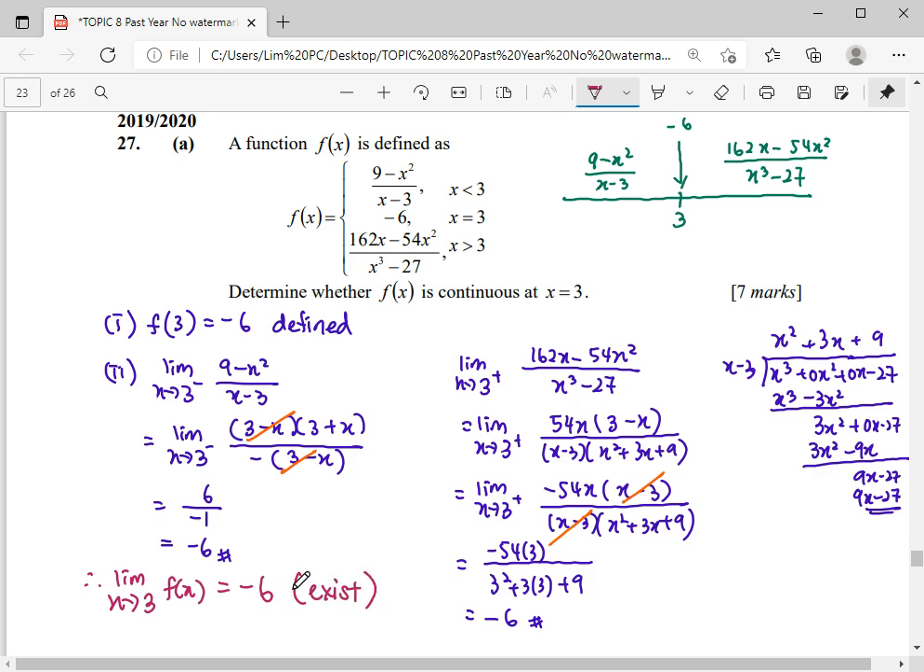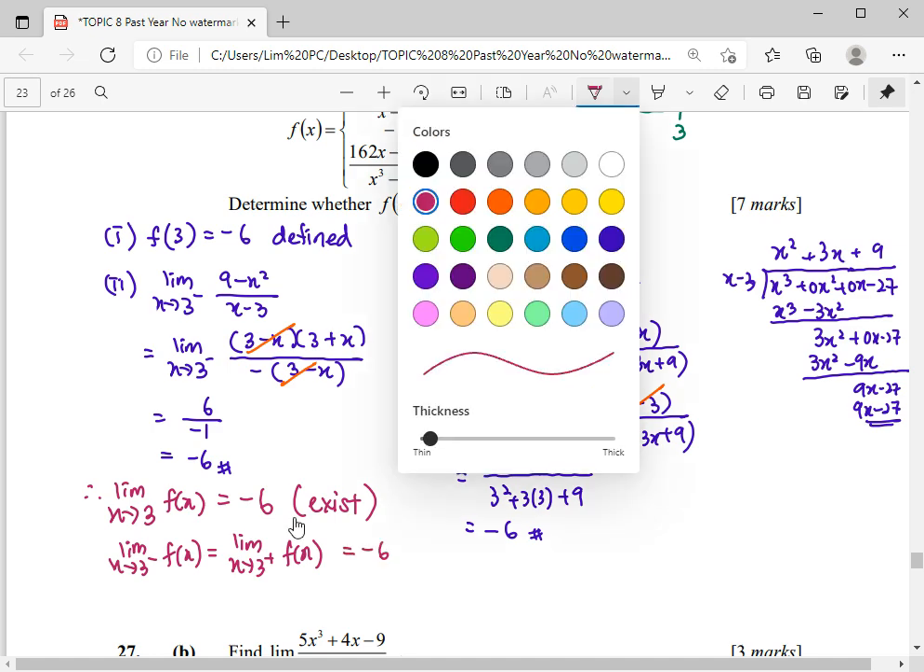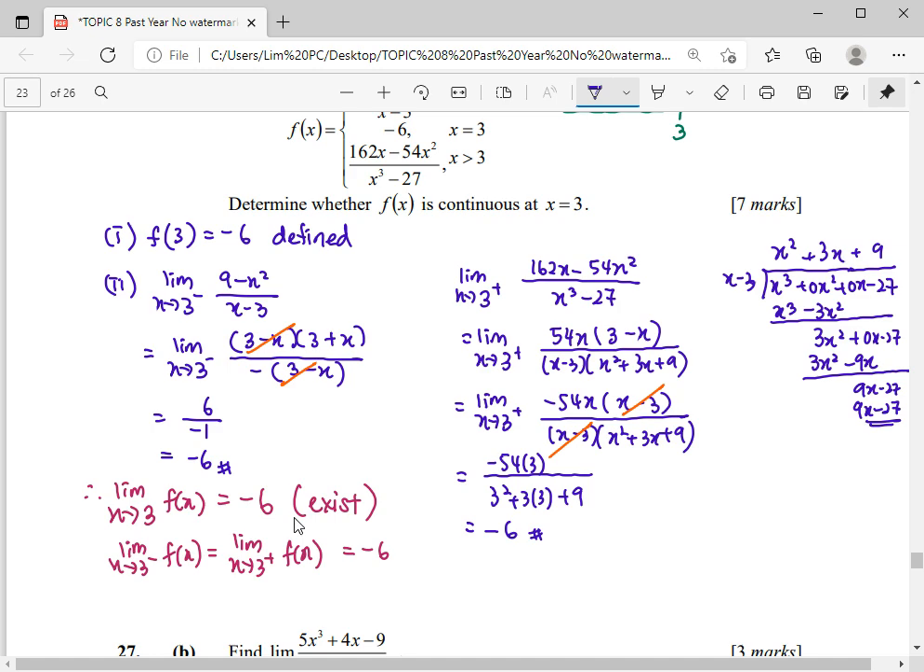So when we come to condition number 3, why does the limit exist? Because the limit from the left hand side is equal to the limit from the right hand side, which is equal to negative 6. Then we come to condition number 3, whether the point is the same as the limit. You can notice that the point f(3) is negative 6, and the limit also equals negative 6. So f(3) is equal to the limit, so condition number 3 is also fulfilled.